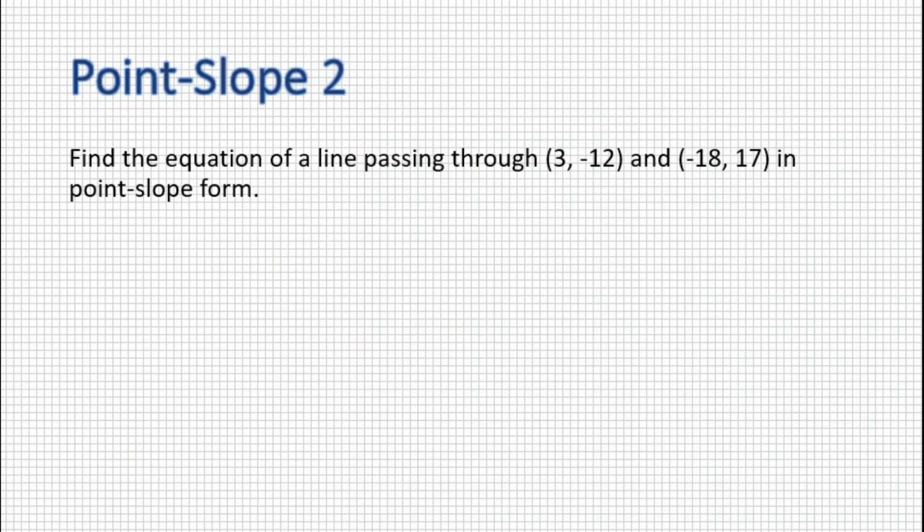Point slope is handy when you're nowhere near the y-axis, so it becomes inconvenient to try and figure something out so far away, and it won't be easy to graph. So let's do an equation of a line through (3, -12) and (-18, 17). So this time I don't have a slope, so I'm going to use the slope formula.